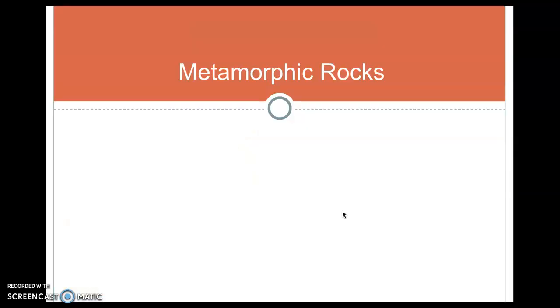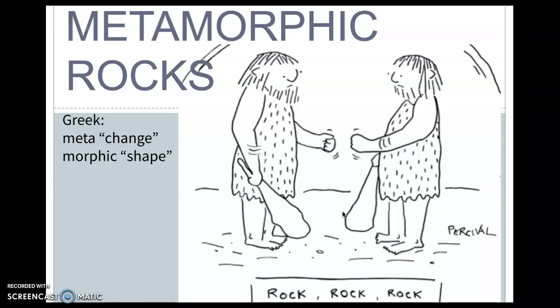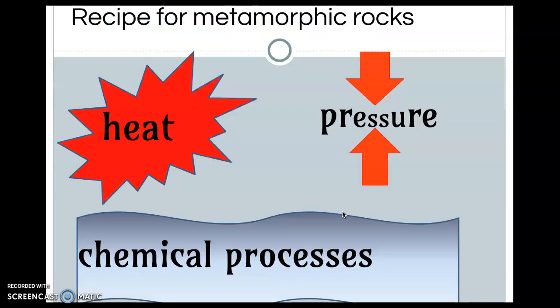All right, the second type of rock is metamorphic rocks. Metamorphic comes from the Greek word meta, which means change, and morphic, which means shape. This is how metamorphic rocks form. They form under intense heat and pressure deep within the earth. So that's what we will write on the front of our foldable, heat and pressure.